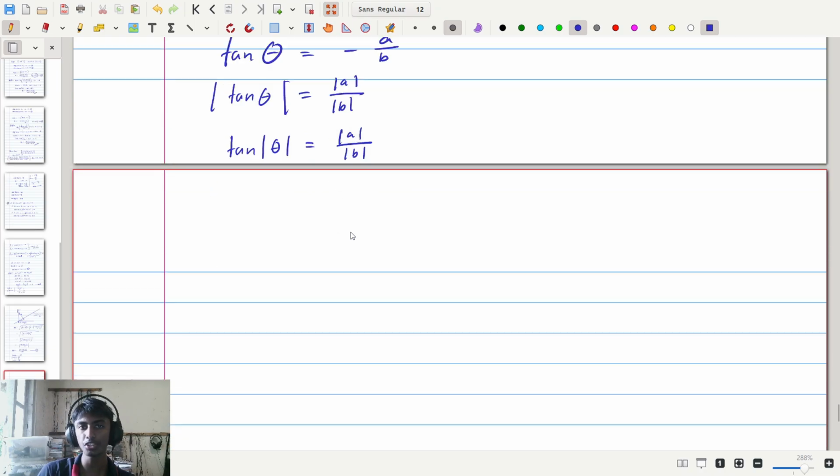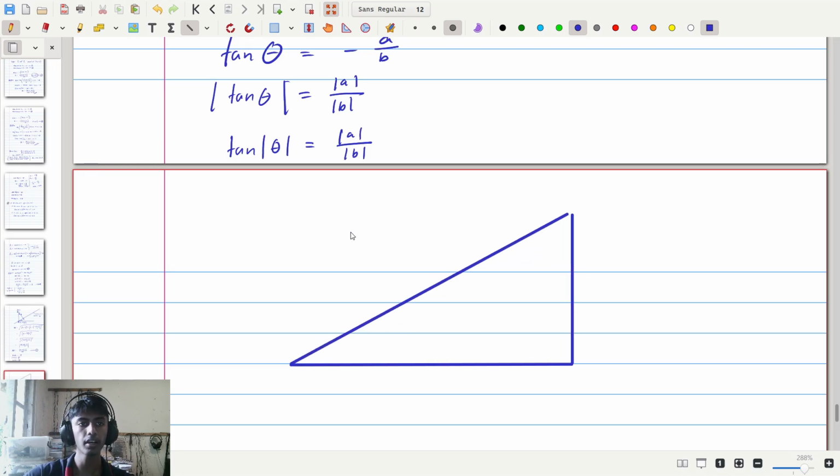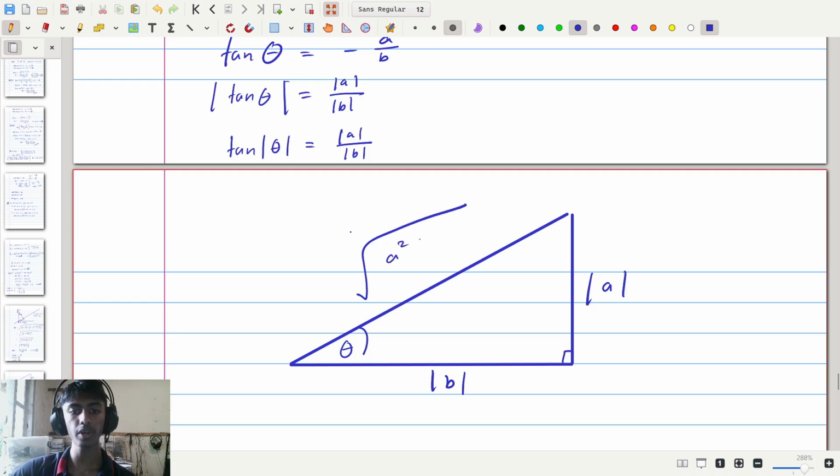We can turn this into a triangle. The triangle we get is going to have a right angle somewhere. One of the angles is going to be theta, one side length is the absolute value of b, and the other side length is the absolute value of a. So here is the absolute value of a, the absolute value of b, and theta here. Considering this triangle, the hypotenuse is the square root of the absolute value of a squared plus the absolute value of b squared, which is the square root of a squared plus b squared.